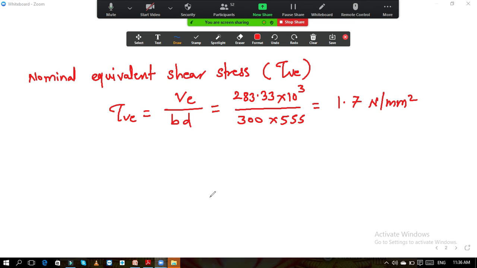So now we need to go to table number 20. Now open your IS code and go to table number 20, and find the value of tau C max for M15 grade of concrete. For M15 grade, go to table number 20 and let me know the maximum value of tau C max. The value of tau C max is the maximum permissible stress, that is ultimate.